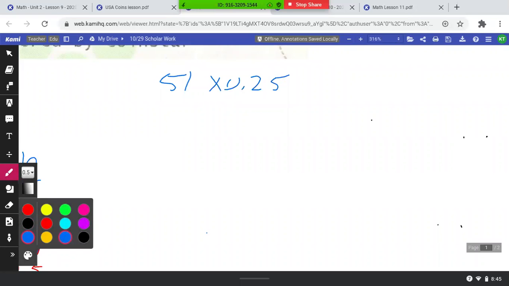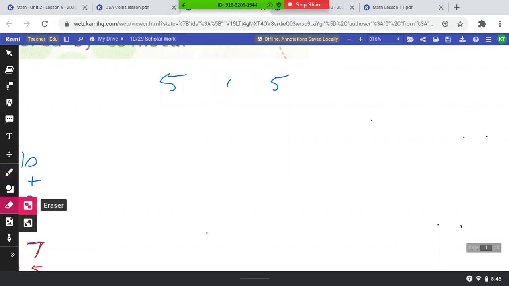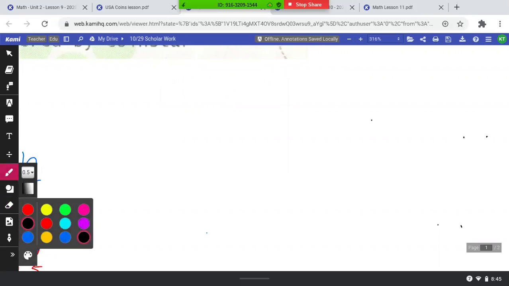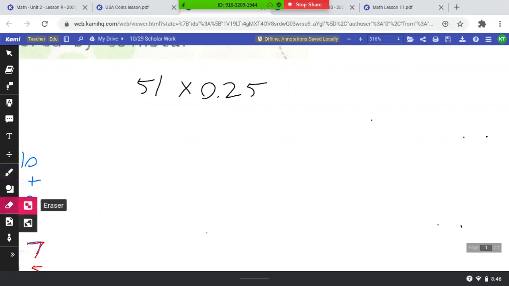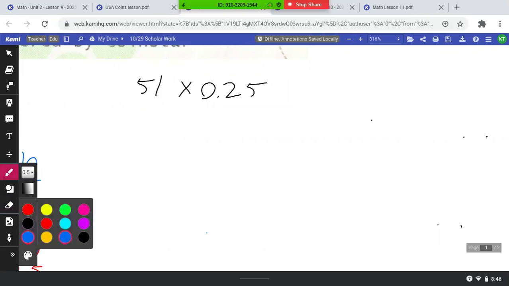Okay, let's see how you did. So we are doing 51 times 25 hundredths. Well, 51 is already in a friendly place value, so I don't have to do any work there. But 25 hundredths, I don't want to multiply decimals. I don't want to deal with that today. It's a Saturday. I just want to relax.